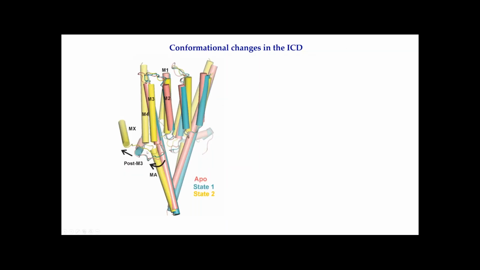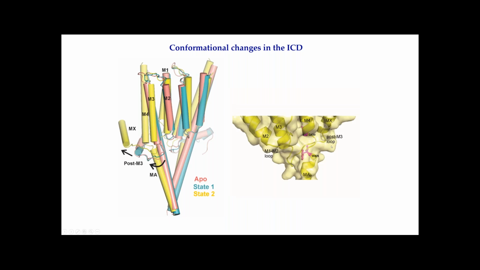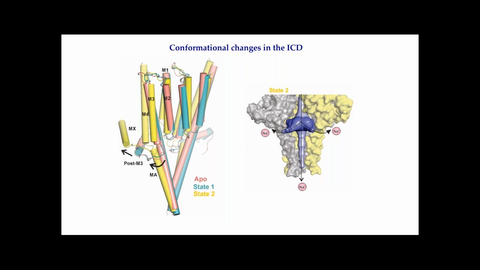And a closer look at what allows for this large MX movement is that as the channel transitions to state 2, the helix M4, which occurs as an extended helix with MA, a helix within the intracellular domain, is now split into two helices right here at the junction, which is lined by a glycine residue that allows for this break in these two helices. And this movement then causes the post-M3 loop to move away from the pore axis, pulling the MX helix towards it. We questioned what might be the role for such a large conformational change going from state 1 to state 2.